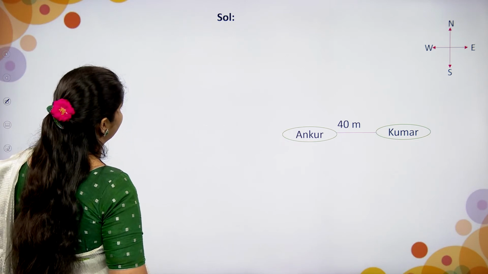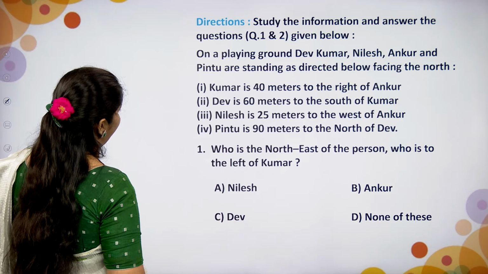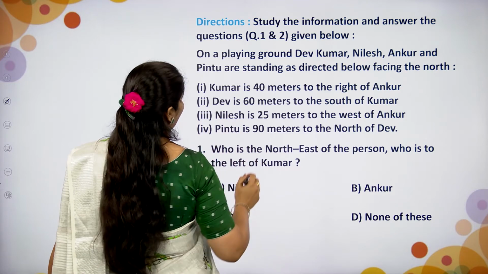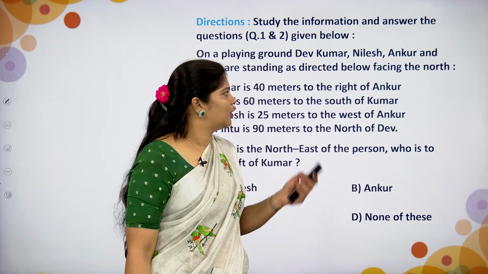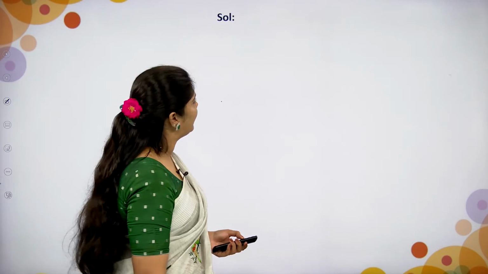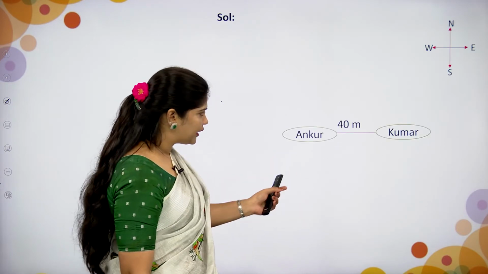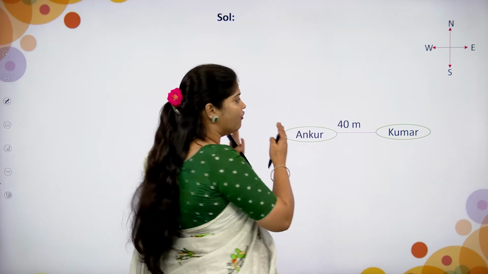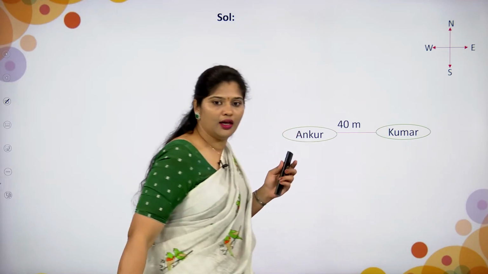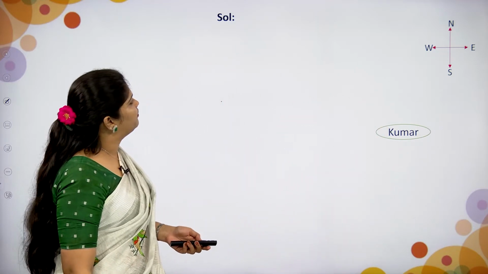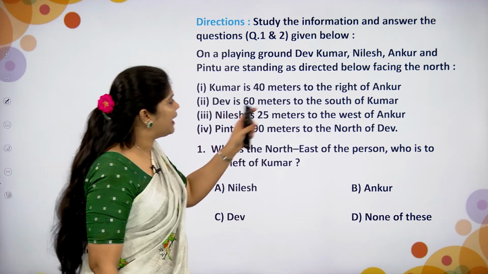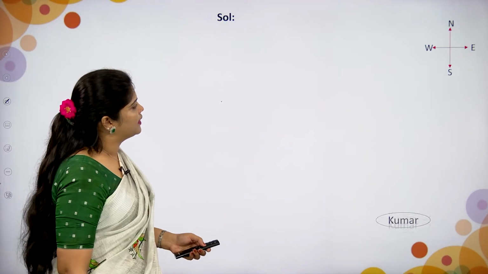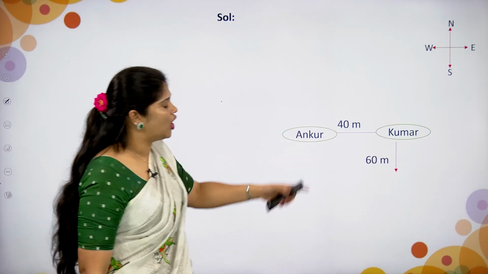here points are required children. Kumar is 40 meters to the right of Ankur. Ankur is here, and Kumar is 40 meters to the right. Okay, next point is what? Dev is 60 meters to the north of Kumar, 60 meters north of Kumar.